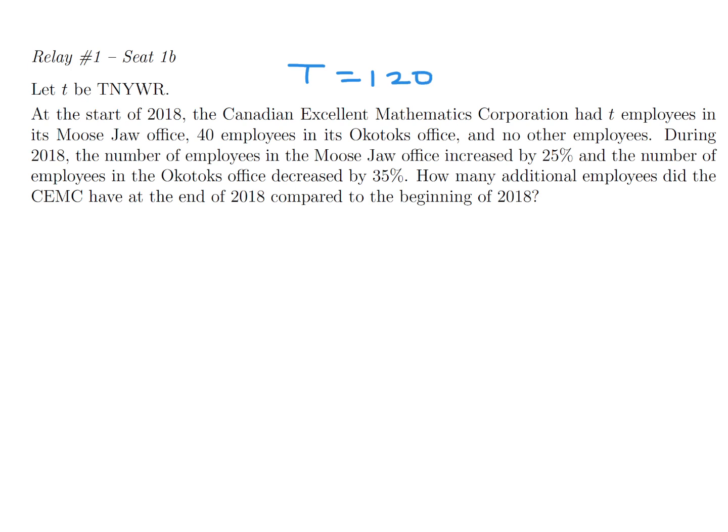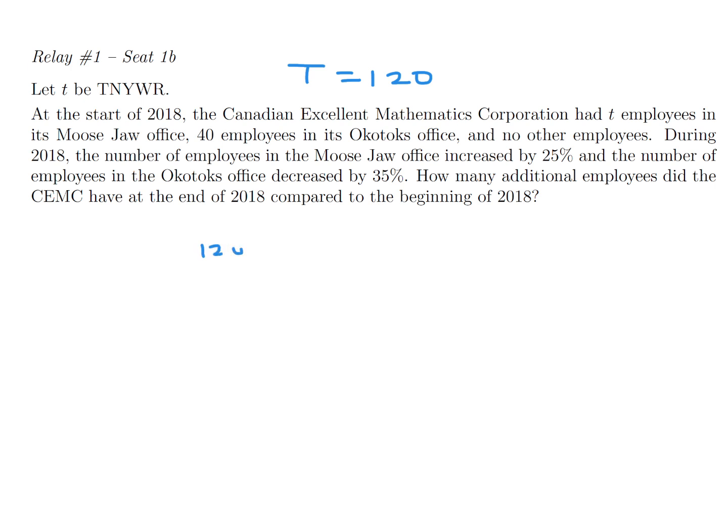At the start of 2018, the Canadian Excellent Mathematics Corporation had T employees in its Moose Jaw office, 40 employees in its Okotoks office, and no other employees. During 2018, the number of employees in the Moose Jaw office increased by 25%. The number of employees in the Okotoks office decreased by 35%. How many additional employees did the CEMC have at the end of 2018 compared to the beginning?